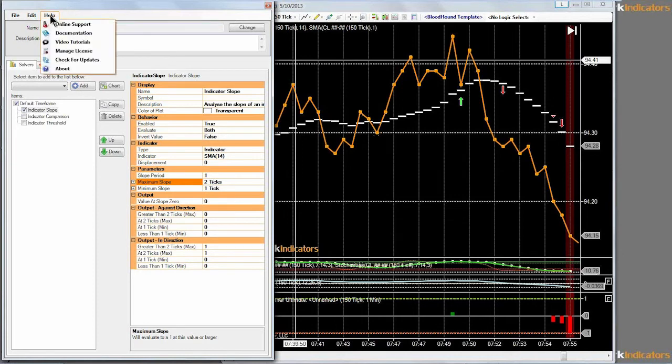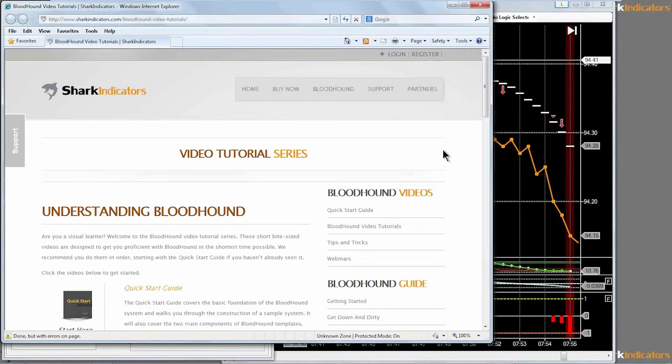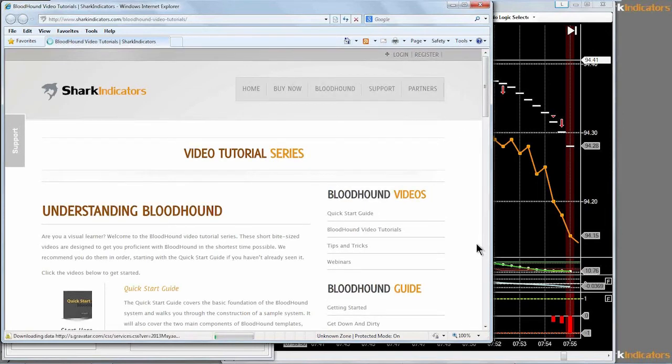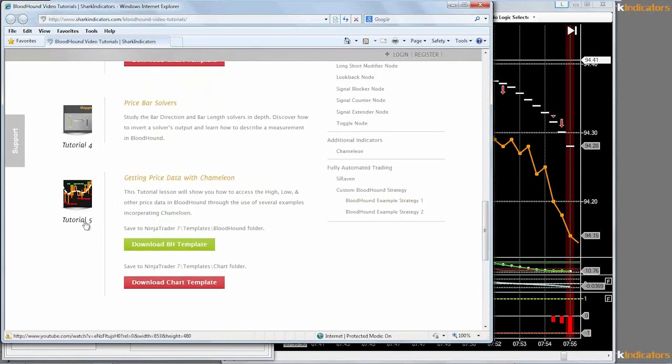On the BloodHound interface, I am going to bring up the video tutorials. And I actually did a tutorial video on accessing price data. All right, and if I scroll down near the bottom, as soon as the chart finishes loading, there, tutorial number 5. For some reason you can't highlight these, but the title is Getting Price Data with Chameleon.